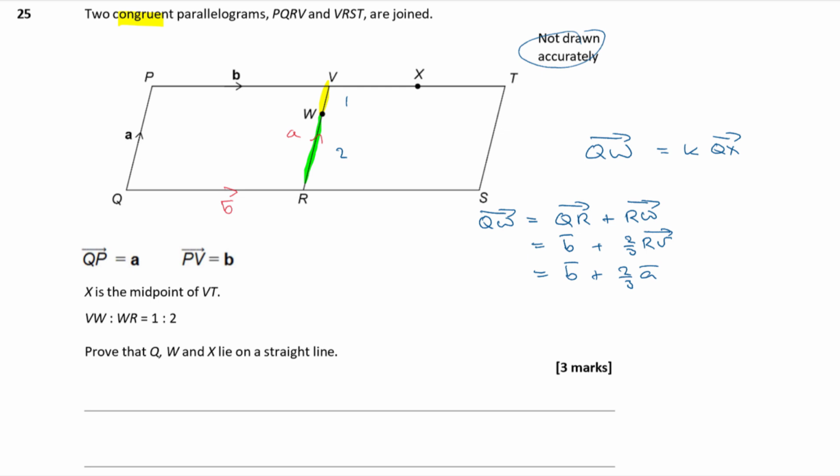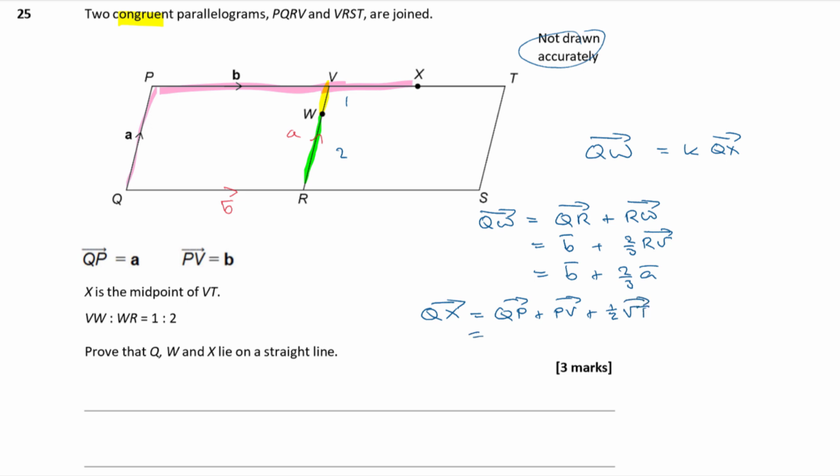Next thing is to find QX. So how can I get from Q to X? Going along things that I know, I can go up there, that's A, that's B, and that's half of B, isn't it, from there to there. So I can go that way. So QX is QP plus PV plus VX, which is half of VT.